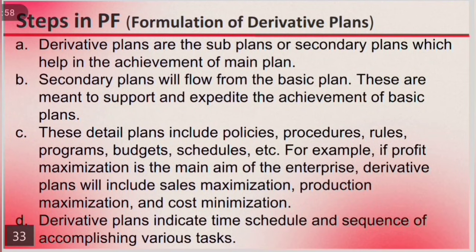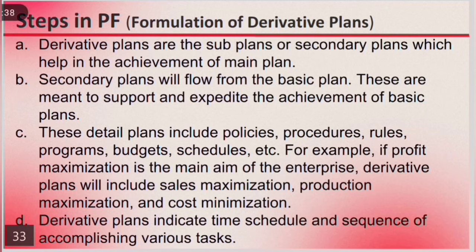Steps in planning function. Number 4. Formulation of derivative plans. Number A. Derivative plans are the sub-plans or secondary plans which help in the achievement of the main plan. Number B. Secondary plans will flow from the basic plan. These are meant to support and expedite the achievement of basic plans. Number C. These detailed plans include policies, procedures, rules, programs, budgets, schedules, etc.